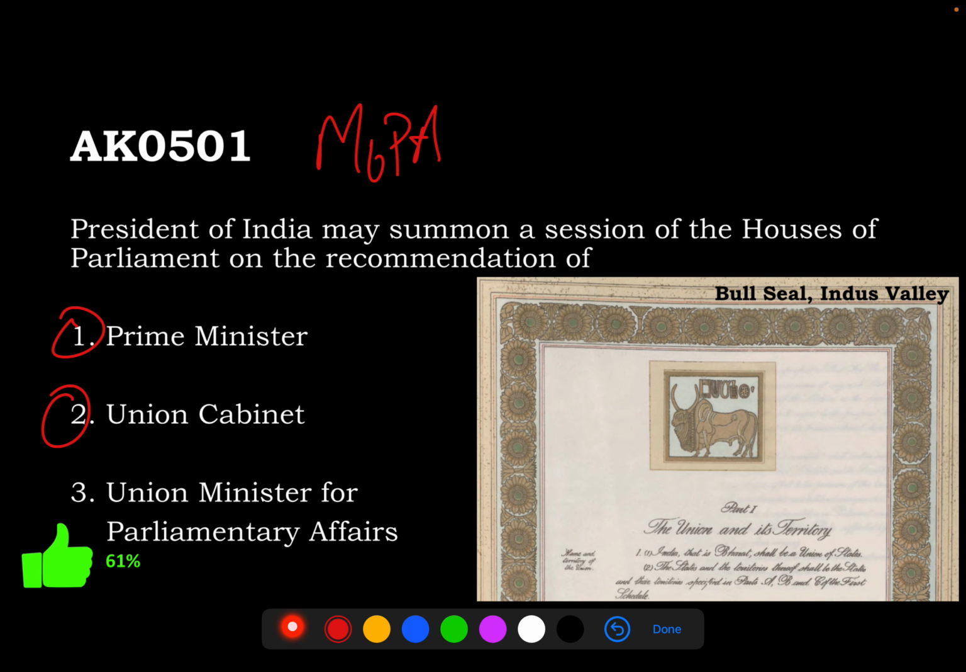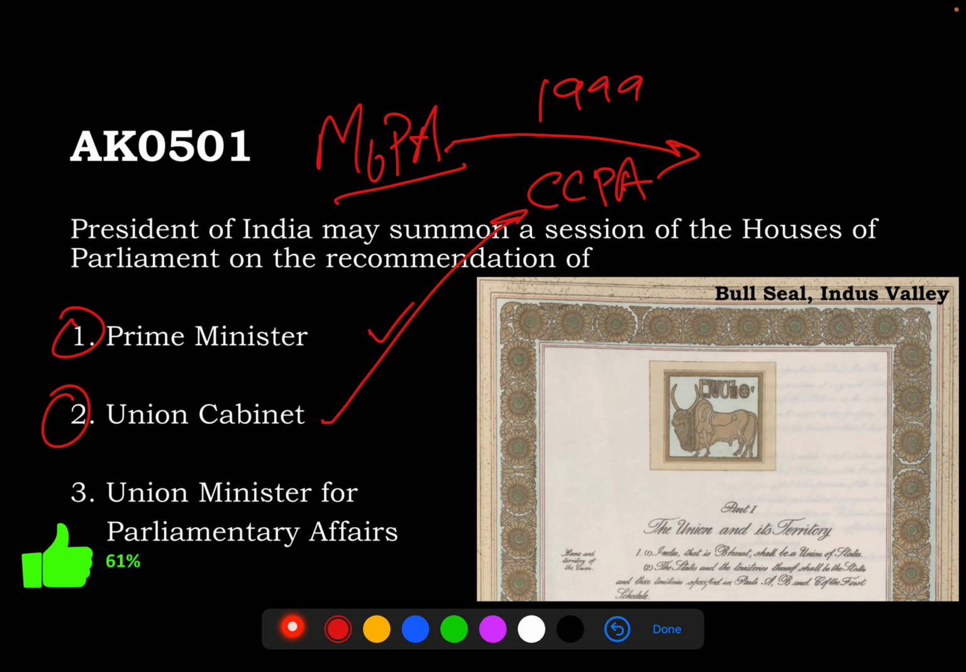The actual current procedure that has been established since the budget session of 1999 is that the proposals for summoning the houses are formally sent to the Union Cabinet for approval. And once the Cabinet has given the approval, specifically the Cabinet Committee on Parliamentary Affairs, then a note from the Ministry of Parliamentary Affairs is sent to the President to seek the formal approval and the signature.